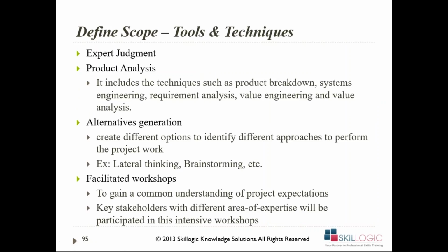What are these now? Product analysis, as I said: we can break down the product and understand what components the product has, for example, systems engineering, requirements analysis, value engineering, and so on. This will help me understand what the product should have for me to be able to deliver it. Alternative generation is to create different options to identify different approaches to the project work.